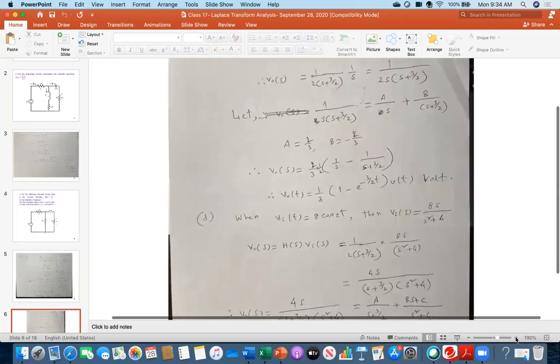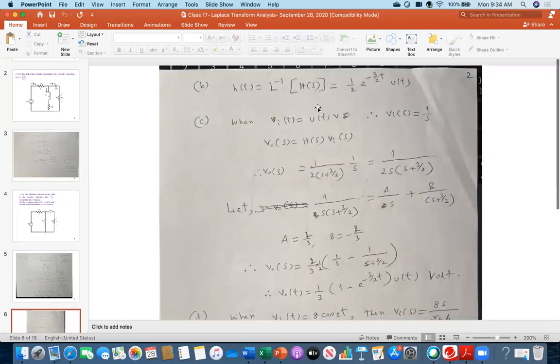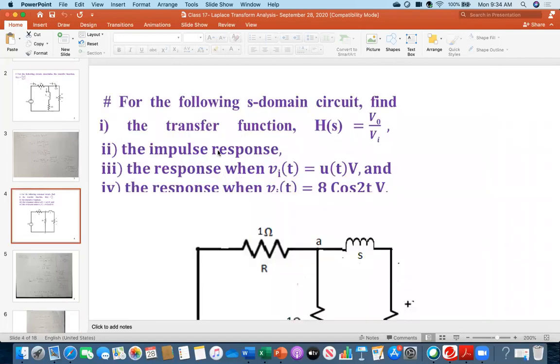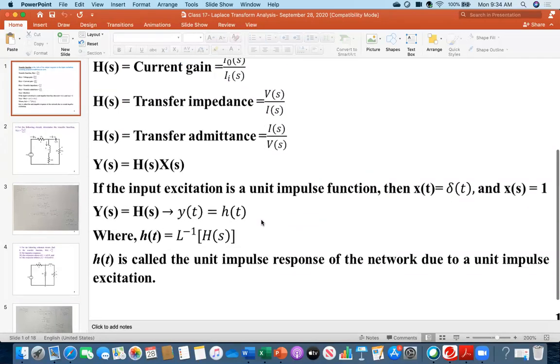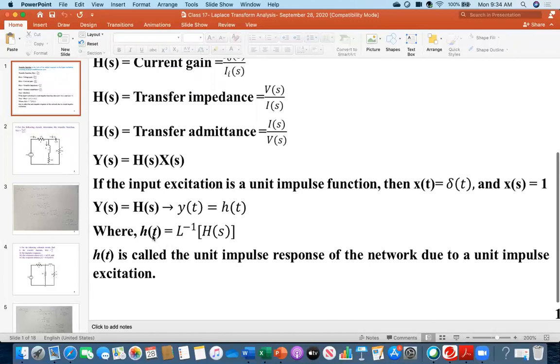Let me make it bigger. Okay. Everybody see. So h(t) is the Laplace inverse of H(s), which is half e to the power minus 3/2 t u(t). Because it is asking for that impulse response, see at the beginning today I started, everybody look, this one actually, you have to find out h(t).